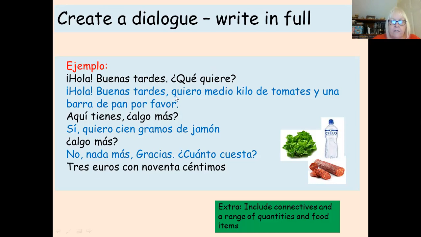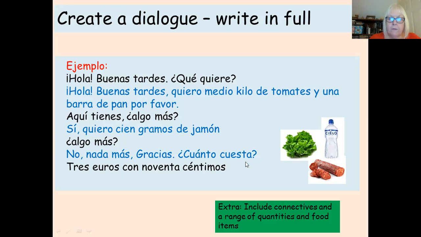Hola, buenas tardes. Quiero medio kilo de tomates y una barra de pan, por favor. Aquí tienes. ¿Algo más? Sí. Quiero 100 gramos de jamón. ¿Algo más? No, nada más, gracias. ¿Cuánto cuesta? 13,90 €.